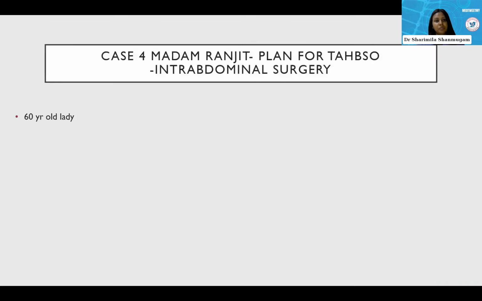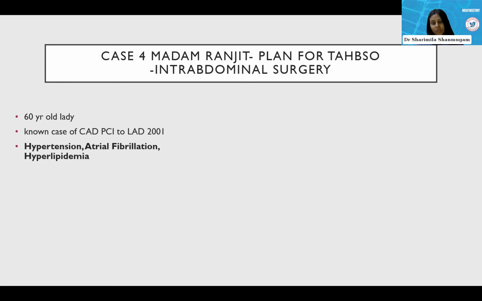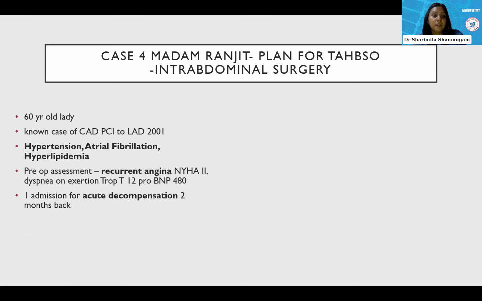It's very unfortunate for this madam. Case 4, Madam Ranjit. She's planned for total abdominal hysterectomy with bilateral salpingo-oophorectomy. It's an intra-abdominal surgery. She's only 60 years old. Known case of coronary artery disease, had an angioplasty done to the left anterior descending in 2001, 20 years ago, at 40 years old. She has hypertension, atrial fibrillation, and hyperlipidemia.